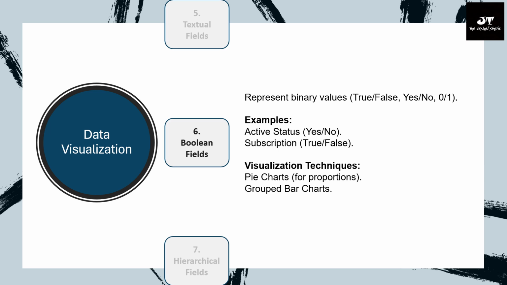Examples include active status, whether a user is online or offline, and subscription status, whether a customer is subscribed or unsubscribed. Since Boolean data represents categorical divisions with only two choices, pie charts are useful for illustrating proportions between the two categories, while grouped bar charts can provide comparisons across different groups or time frames.